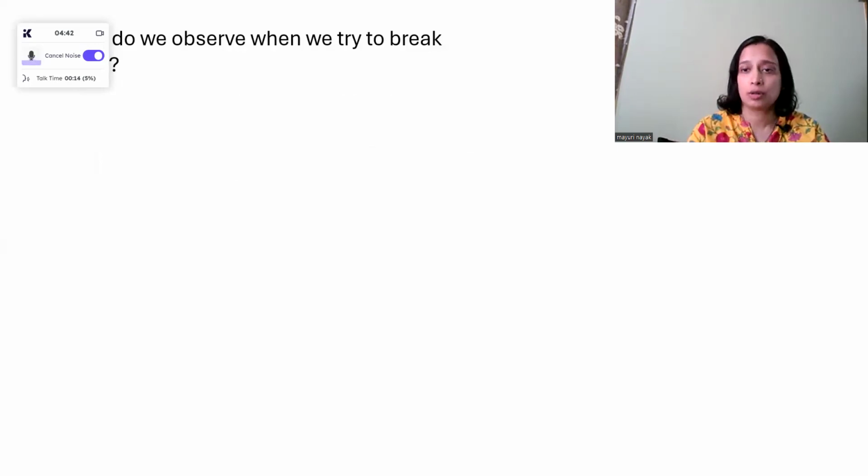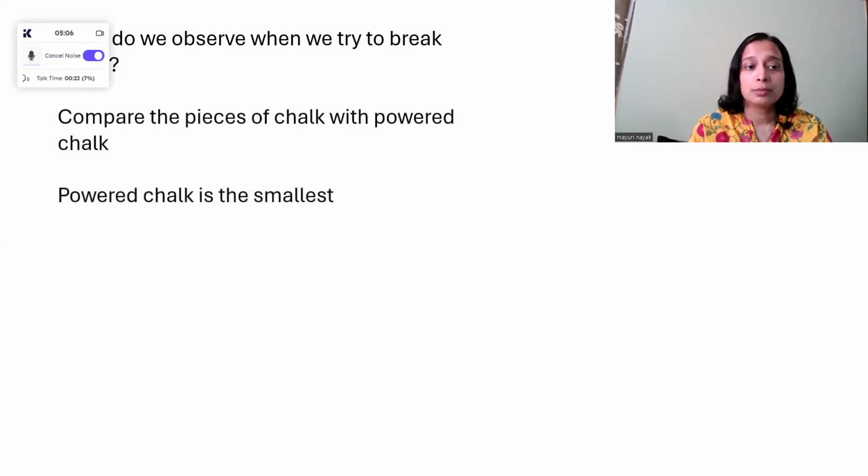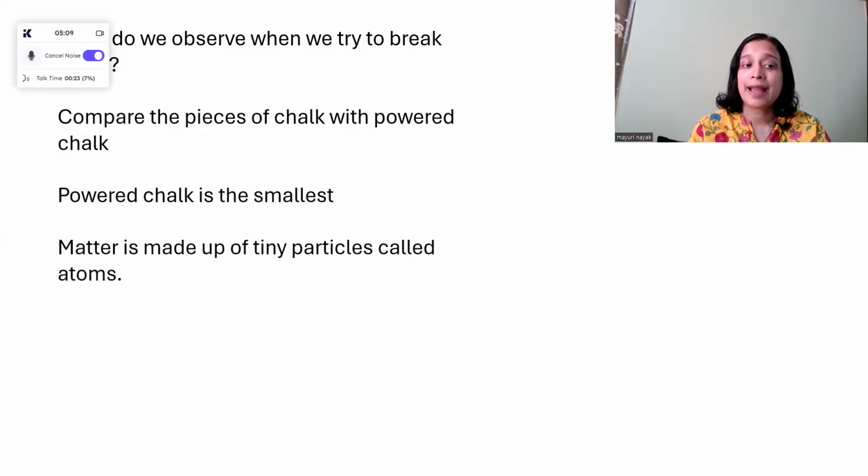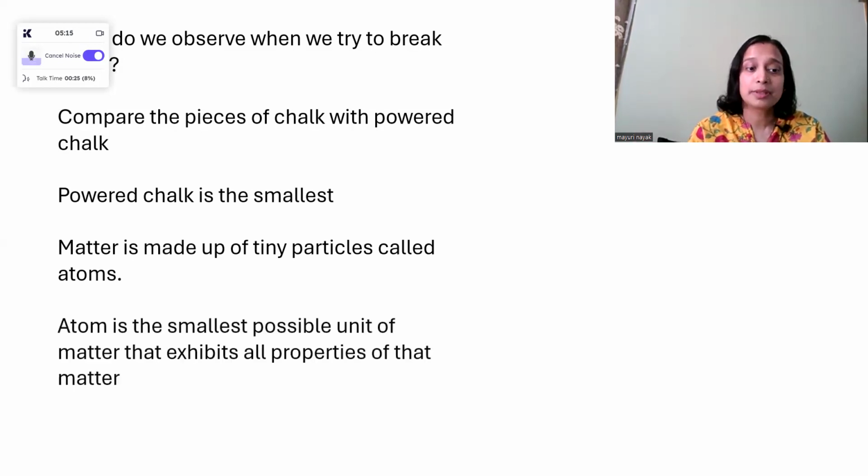Now, what happens when we try to break a chalk into small pieces? Try to break it as much into small pieces. Of course, you will see some powdered chalk over there. If you compare the powdered chalk with some pieces, obviously, which is the smallest? Obviously, the powdered chalk is the smallest, isn't it? So, what do we understand over here? That matter is made up of tiny particles called atoms. An atom is the smallest possible unit of matter that exhibits all the properties of matter.